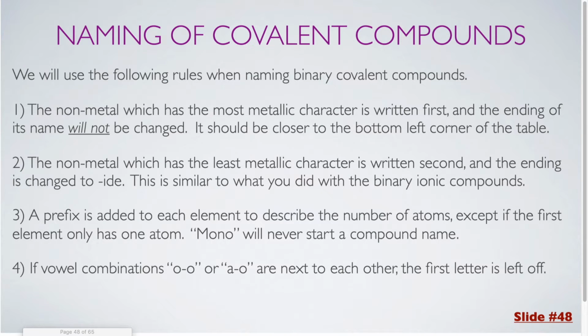The nonmetal, which has the least metallic character, is written second, and the ending is changed to IDE. This is similar to what you did with the binary ionic compounds. A prefix is added to each element to describe the number of atoms, except if the first element has only one atom. Mono will never start a compound name. If vowel combinations of O to O or A to O are next to each other, the first letter is left off.